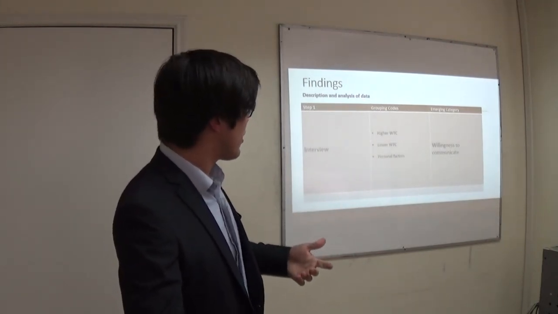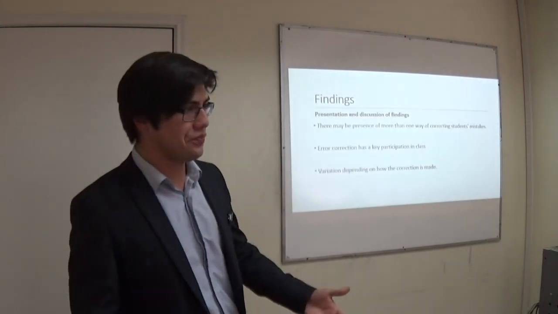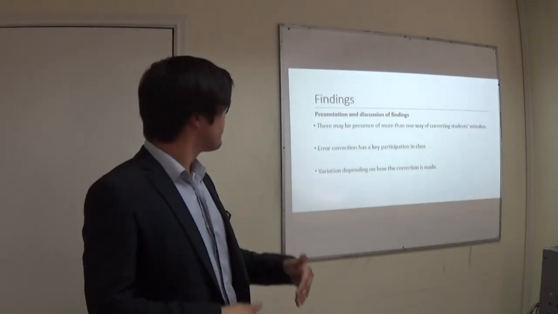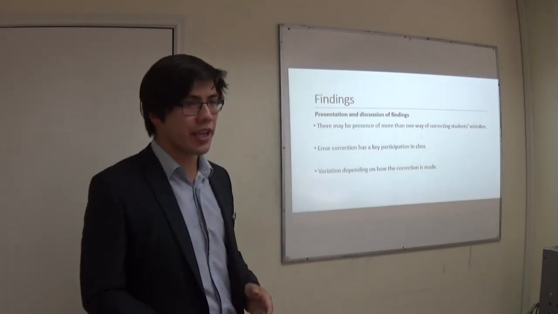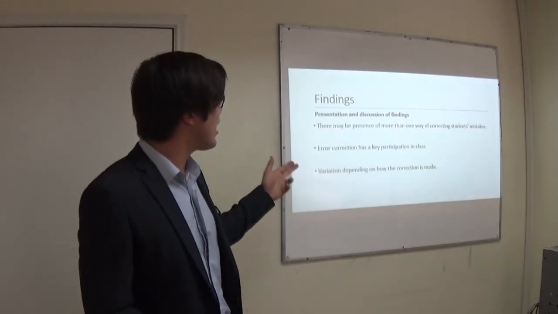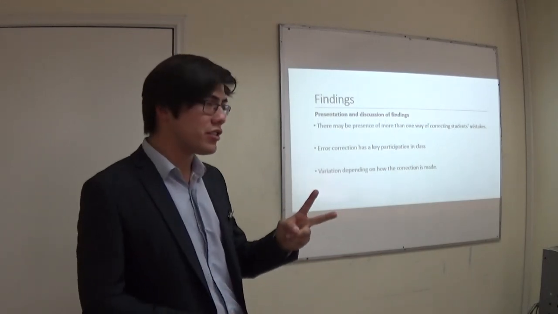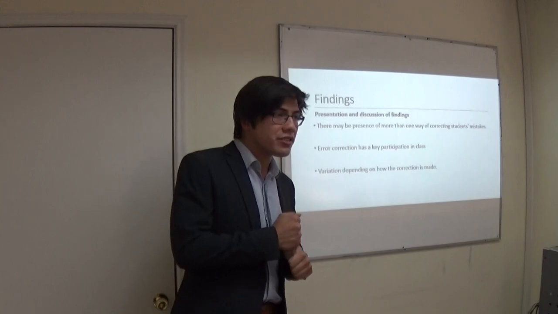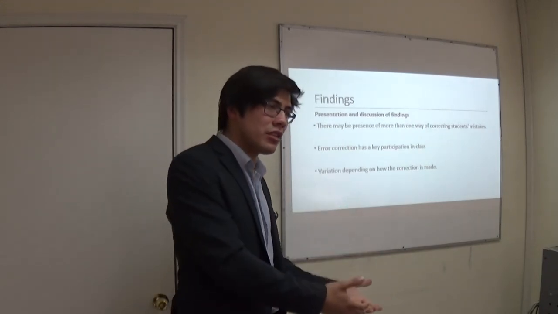Once the emerging categories were interpreted and concluded, it was possible to reach the following findings. The first one says that within the classroom, there may be more than one way of correcting students' mistakes. It can be said that error correction has a key participation in the class, but it also has two variations depending on how the correction is made.